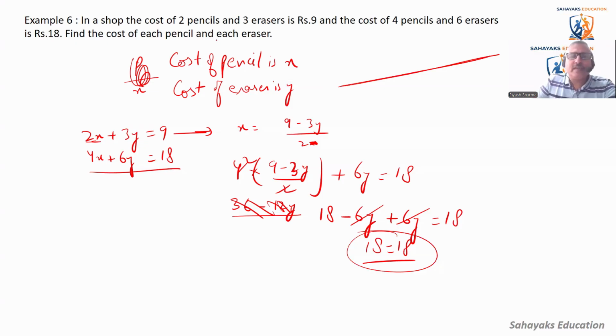Now find the cost of pencil and each eraser. There are infinite number of solutions, but we'll not be able to find the value of X and Y here because both the lines are consistent.